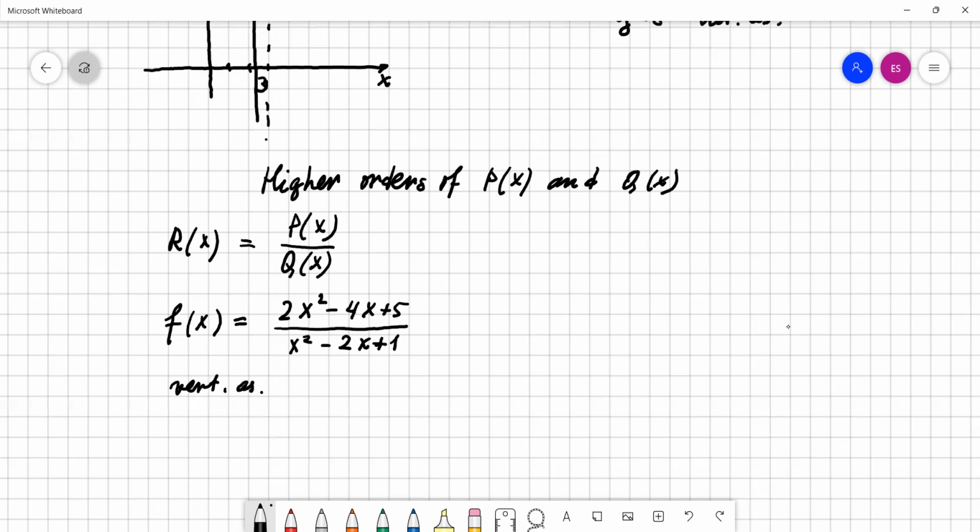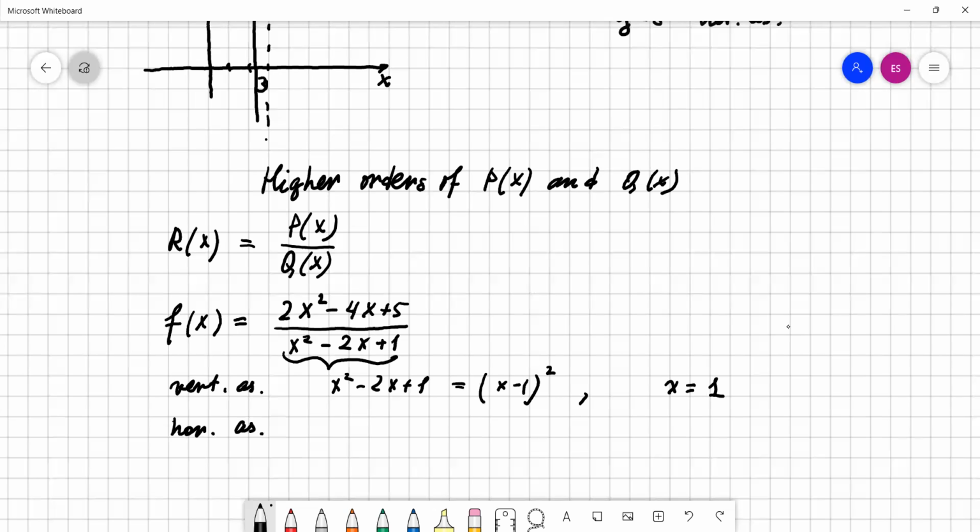For vertical asymptotes, we'll need to factor the denominator: x squared minus 2x plus 1. In our case, guys, it's going to be really easy because it's actually a perfect square of x minus 1. So my vertical asymptote is going to be x equals 1. Turning the denominator into 0 means that most likely it's going to be division by a very small number and bring you to infinity. What to do with horizontal asymptotes?